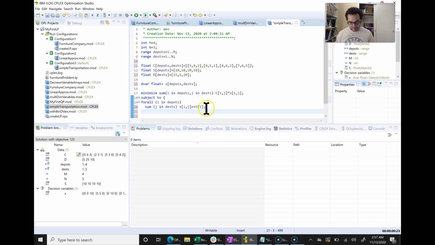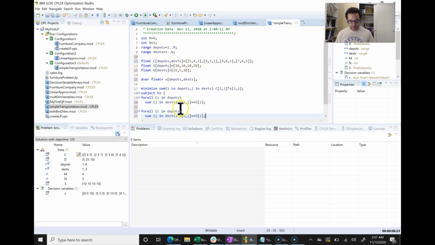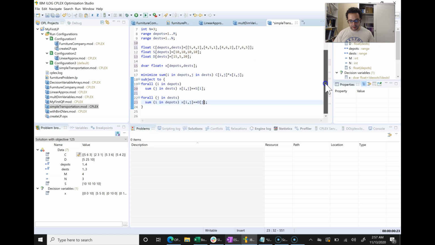Okay. We can do the same thing for the demand constraint. So instead of depots, it's des, and we should change this to j, and we're going to sum over i in the depots, except now we're going to set it equal to the demand at each destination. Right. And that's all there is to it. We've now shown how you can use for all statements and sum statements to write these programs.